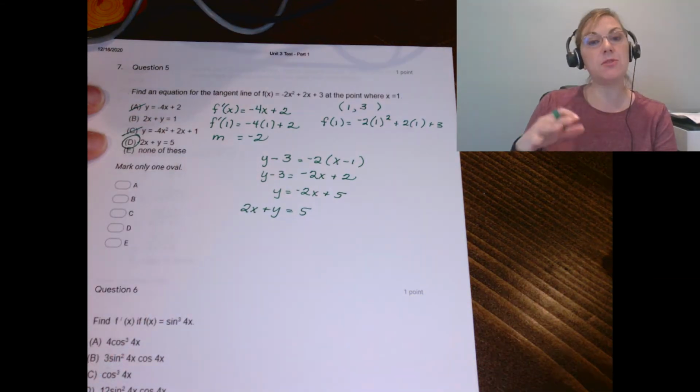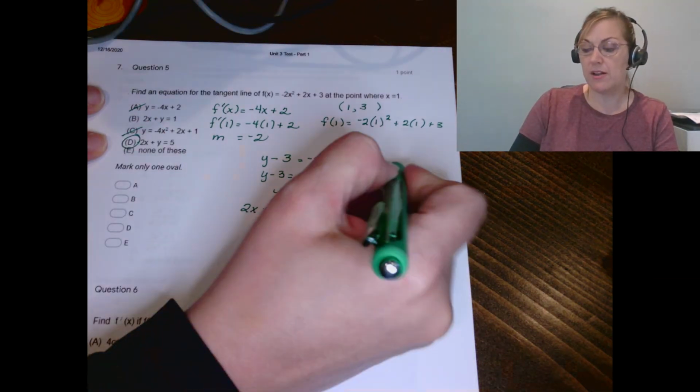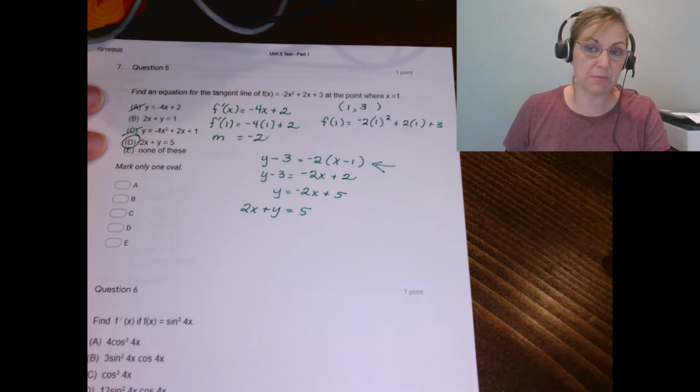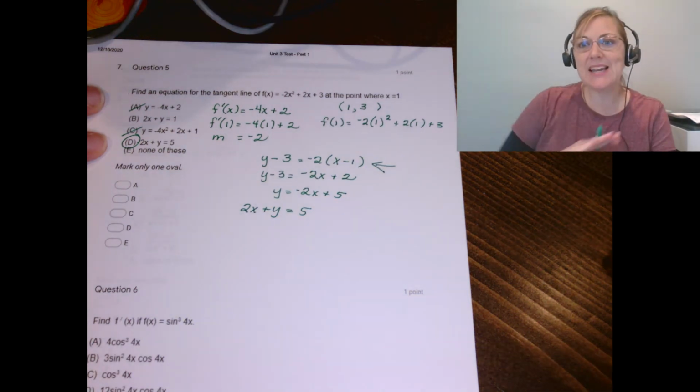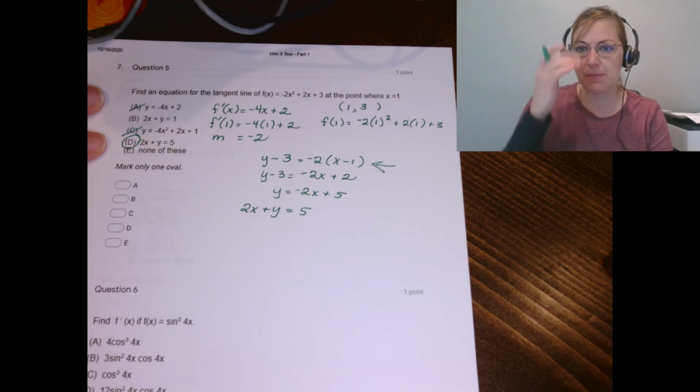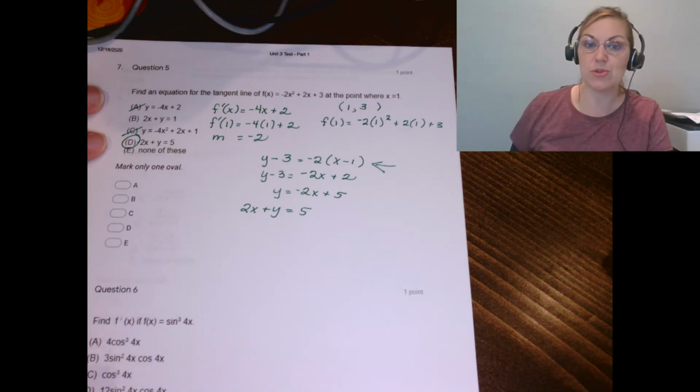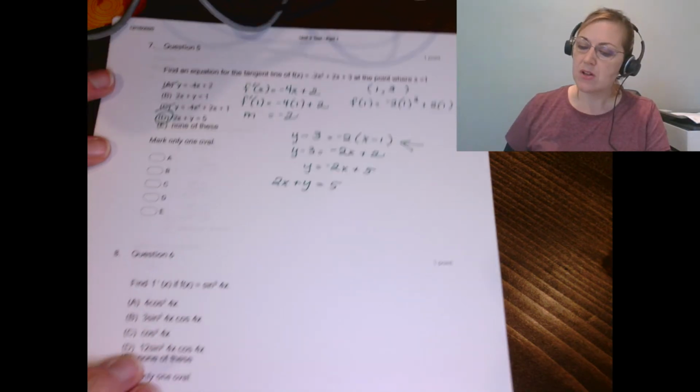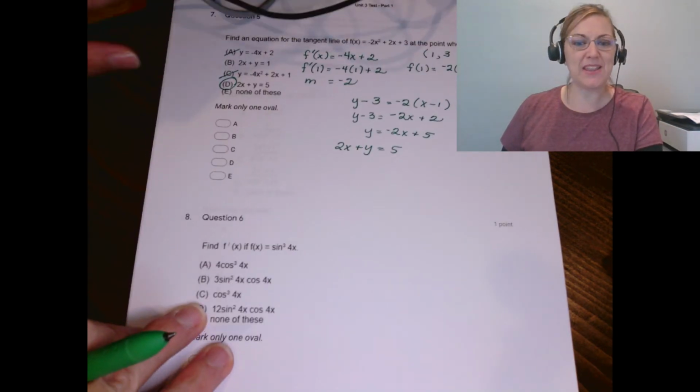So remember, sometimes you may end up with an equation that is technically right if it were free response, but can you manipulate it to look like one of the answer choices? That's going to be an important skill as we get closer to the AP exam. All right, moving along, we're almost halfway there.